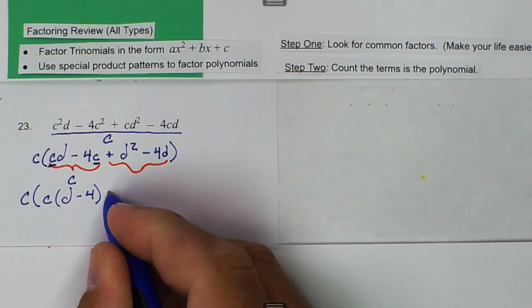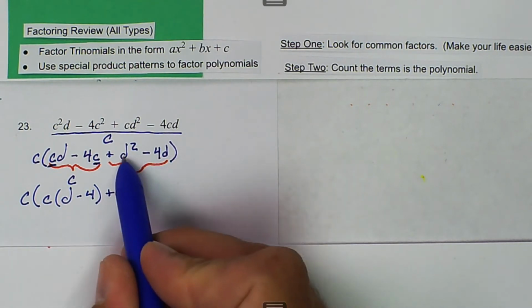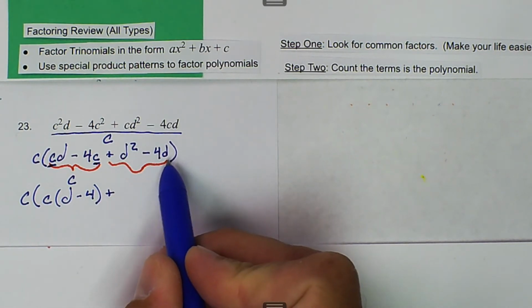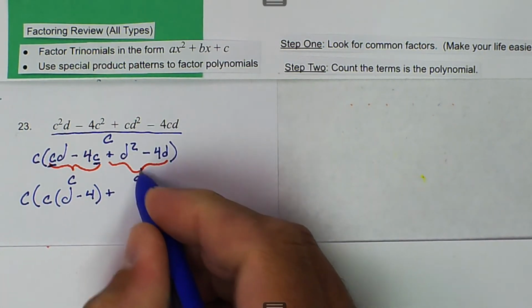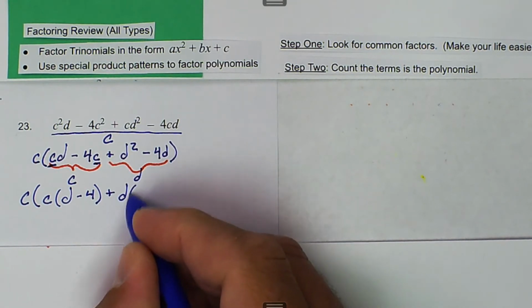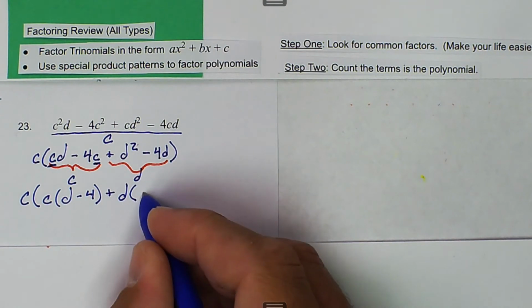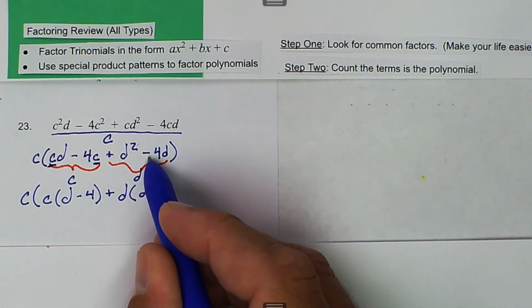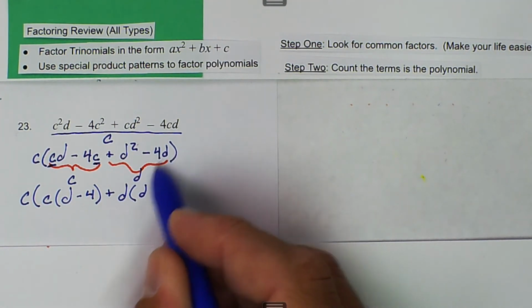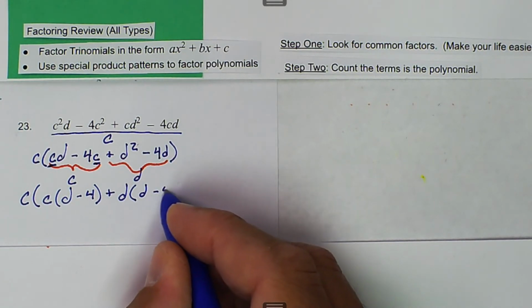Now the next one, we have d squared and d. What's common between them? D. The d. So we're going to factor a d out. So d squared divided by d, we're left with d. And negative 4d divided by d, we're left with just negative 4.